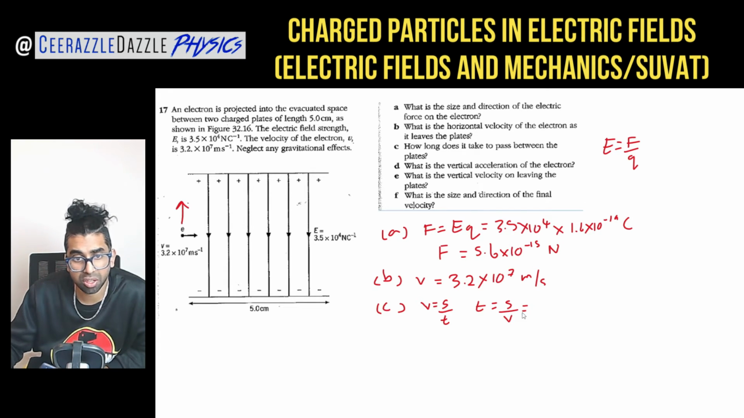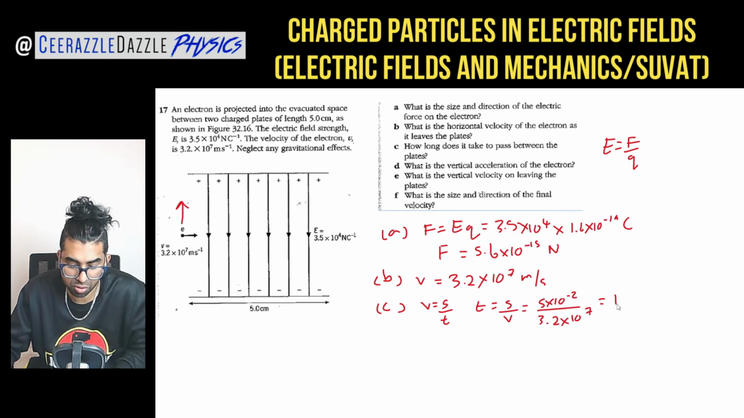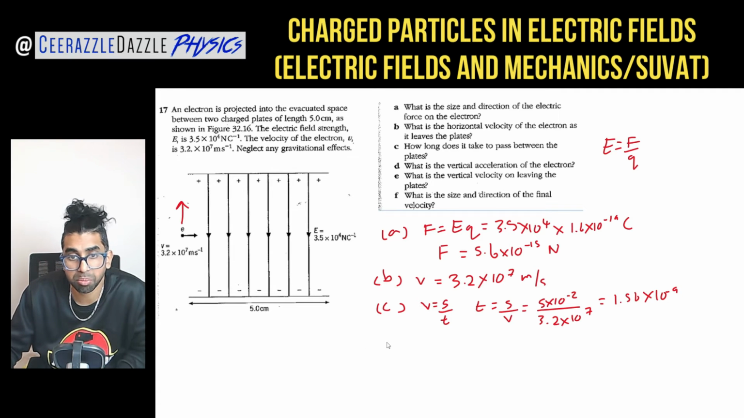So displacement in the horizontal is going to be 5 times 10 to the minus 2. Everyone happy with that? Centimeters over there. Divided by the velocity in the horizontal plane, 3.2 times 10 to the power 7. I'm going to get the answer of 1.56 times 10 to the minus 9 over here. Excellent stuff.